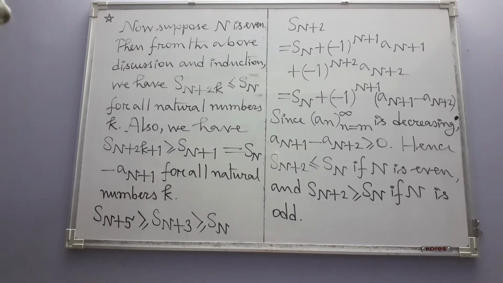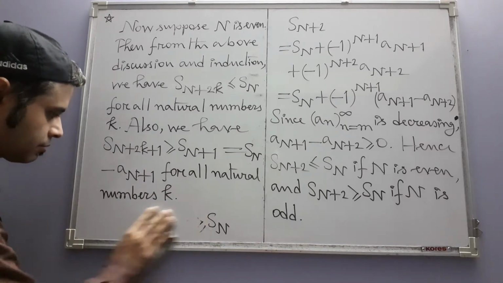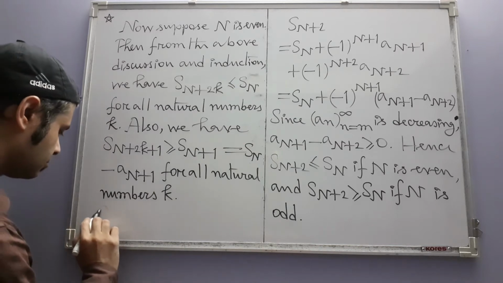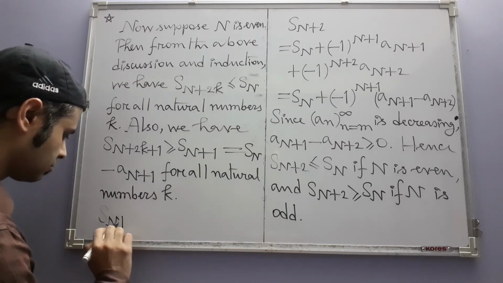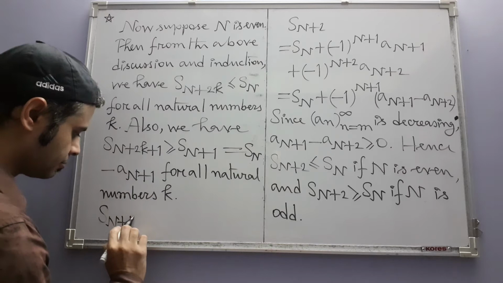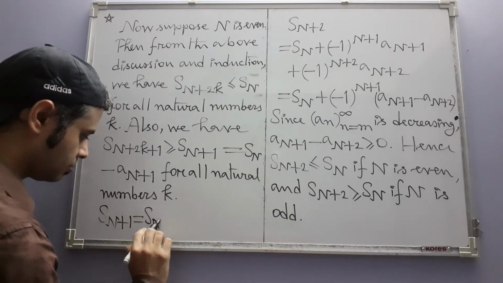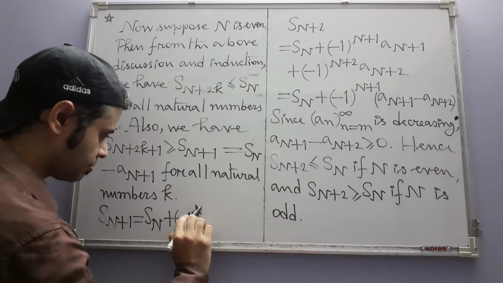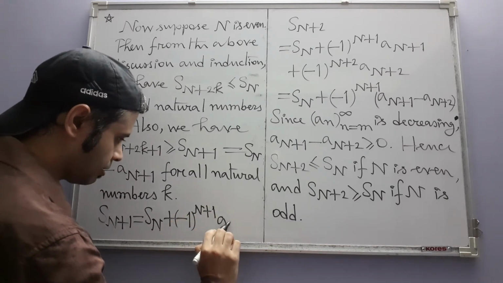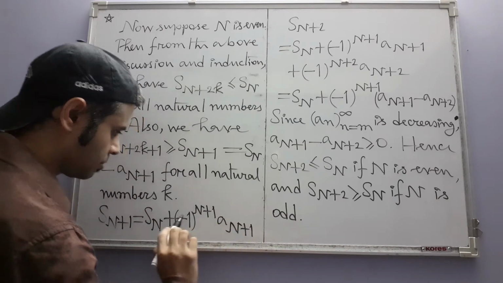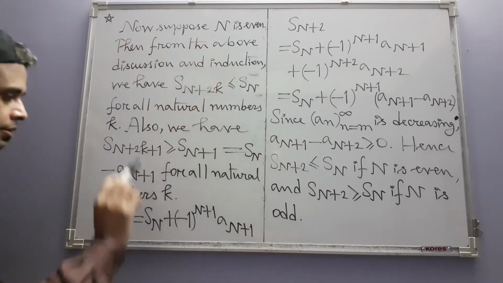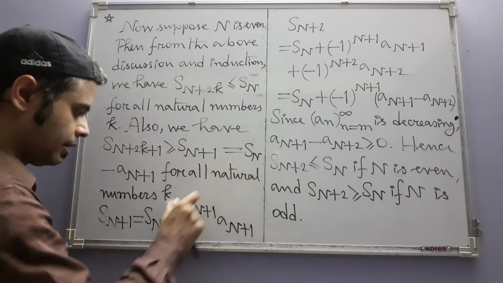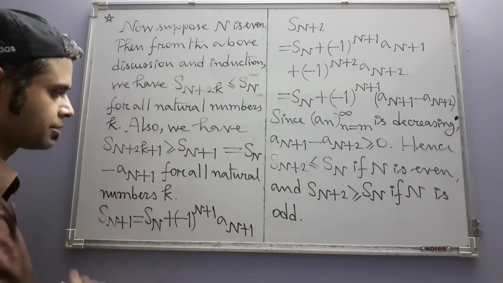You see, S_{n+1} actually is what? S_n plus (-1)^{n+1} a_{n+1}. Because our n is even, n plus 1 is odd, so that is why we have a minus sign here: S_n minus a_{n+1}.